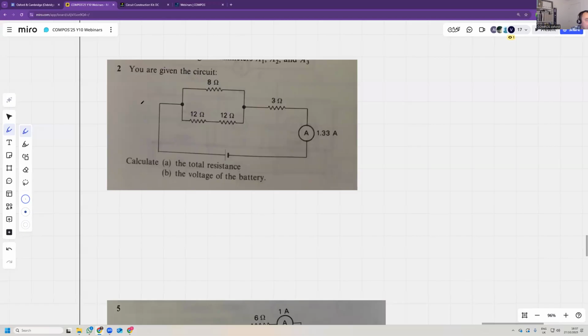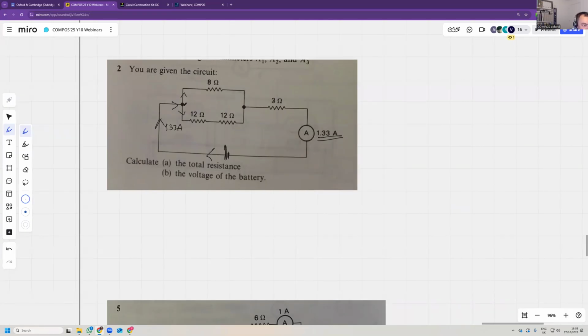Number 2. Okay, so we don't really need to worry about what's written here. Just need to solve the circuit, right? So to solve the circuit, you start by drawing currents and labeling them. So we know that this is 1.33 amps. So we can already label that this is 1.33 amps.